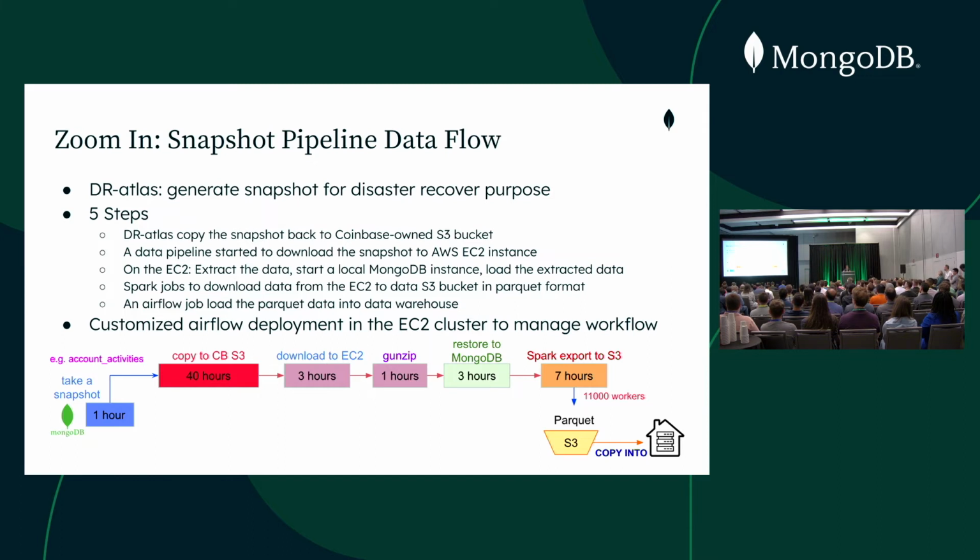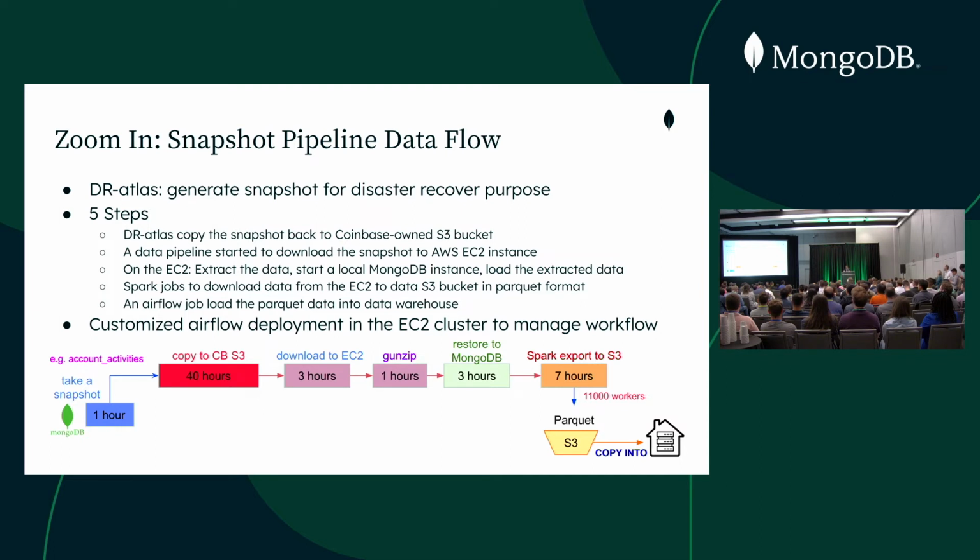We copy the snapshot data from Atlas to an S3 bucket owned by Coinbase. After that, we have AWS Data Pipeline. It starts an AWS EC2 instance and downloads the snapshot data to the EC2 instance. Then the third step happens on the EC2 instance, and it has multiple sub-steps. We first extract the data from the snapshot, then start a local MongoDB instance, and then load the data into that instance. There are also some other small steps. Basically, there are a lot of things happening on that EC2.